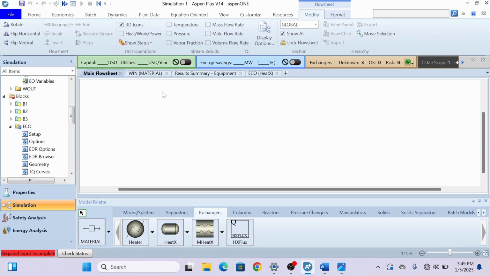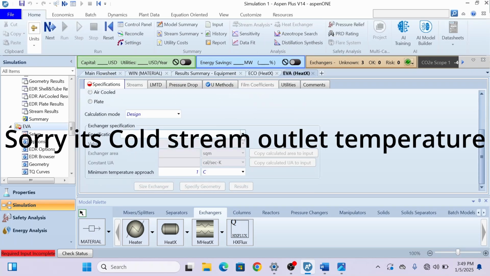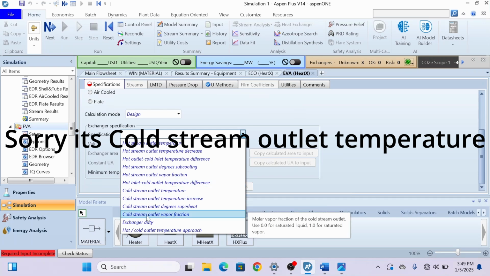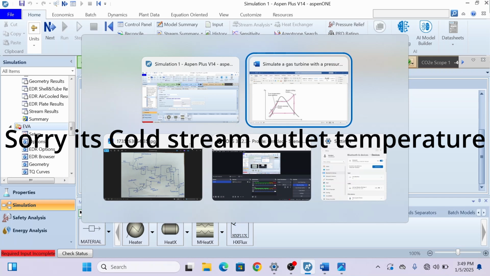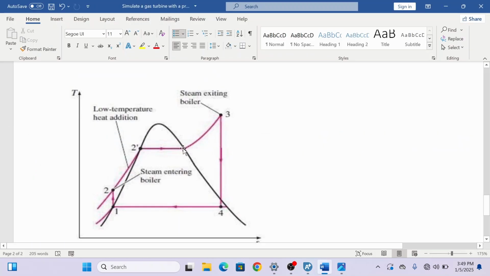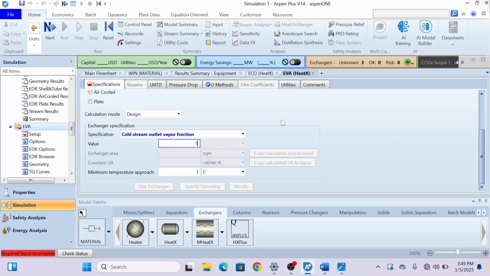So I will go again to my main flow sheet. Here I will specify the evaporator, and here again I will specify my hot stream outlet vapor fraction. Now in this evaporator I want to add my latent heat, and at this point all my water is present in the vapor phase. So now here I will write 1. So all the input has been performed.